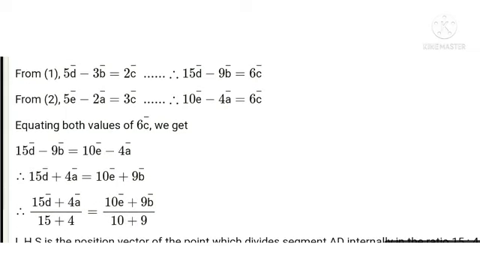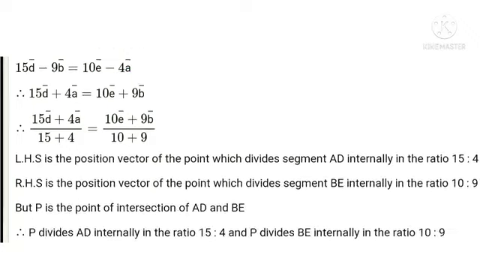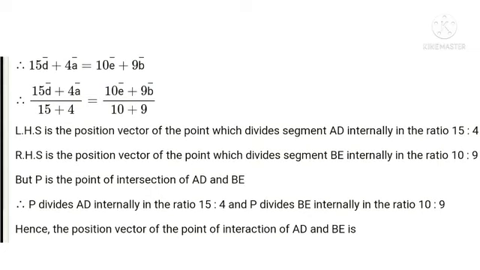You can write 15 D bar minus 9 B bar is equal to 10 E bar minus 4 A bar. Okay, so here collect 15 D bar as it is, take 4 A bar to the LHS, 10 E bar as it is, 9 B bar. Now you write as 15 D bar plus 4 A bar upon 15 plus 4 and 10 E bar plus 9 B bar upon 10 plus 9.